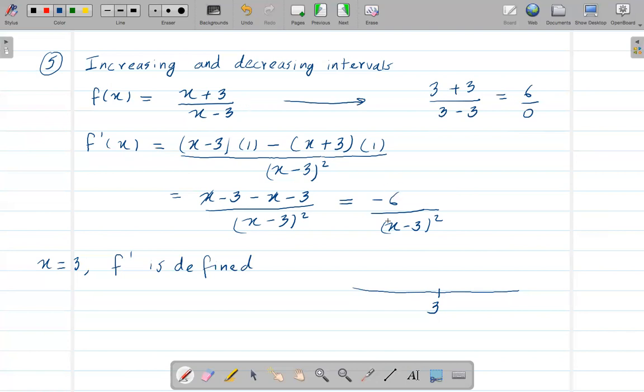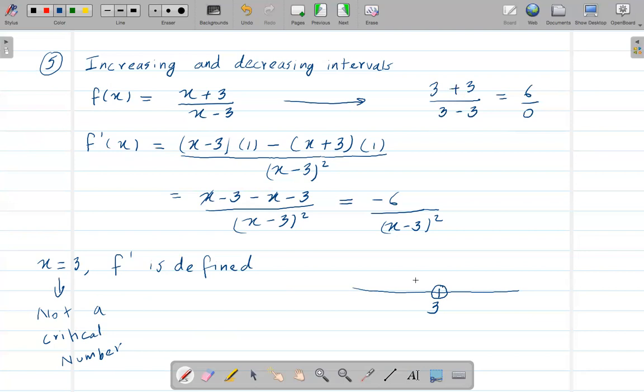So again, we need to find the x value where f prime will be undefined. So we got that number, and then plug this number into the original equation. If this exists, then we can say this is a critical number. But if this value doesn't exist, well, here we got undefined. So that's why we say this is not a critical number.